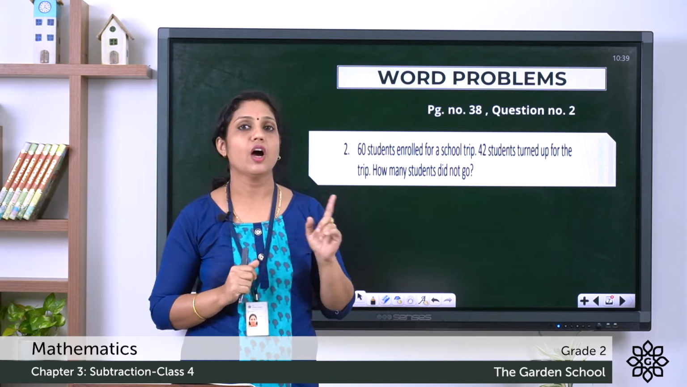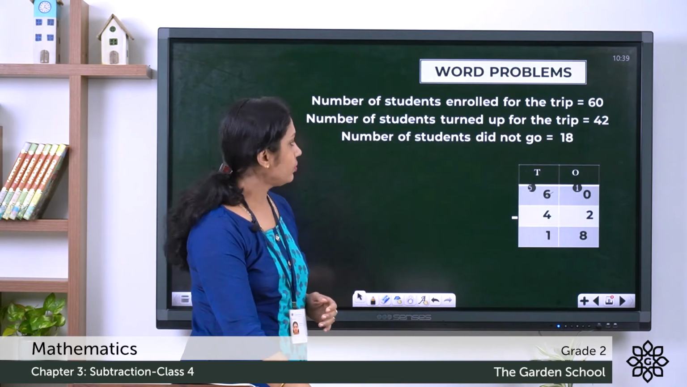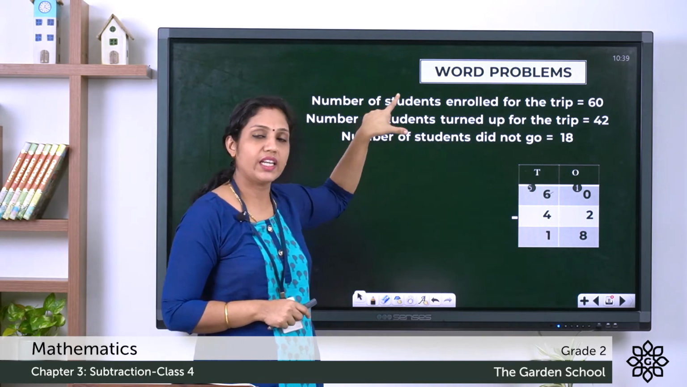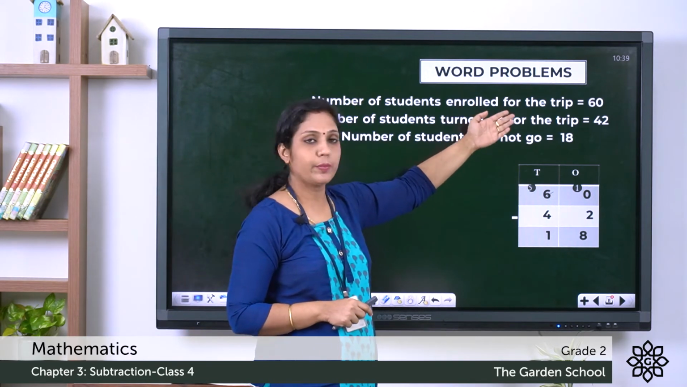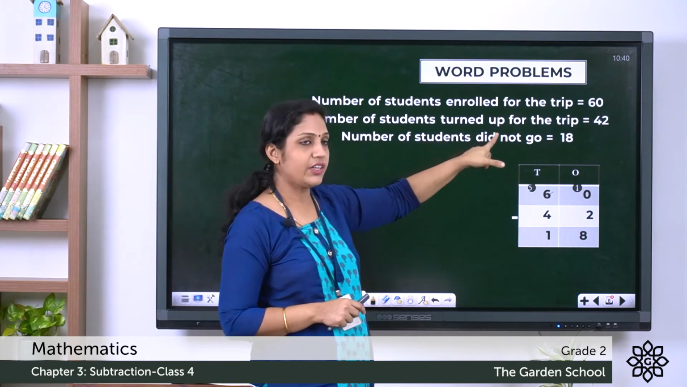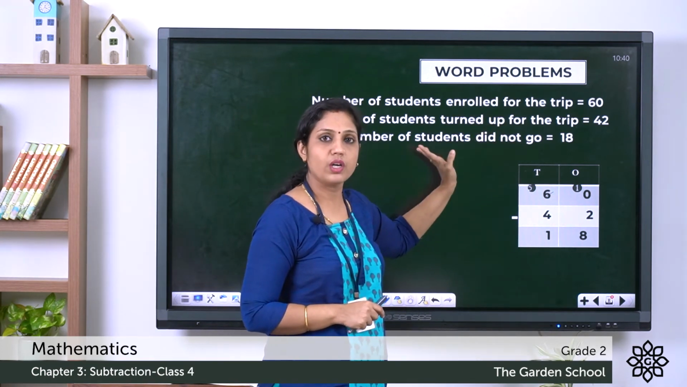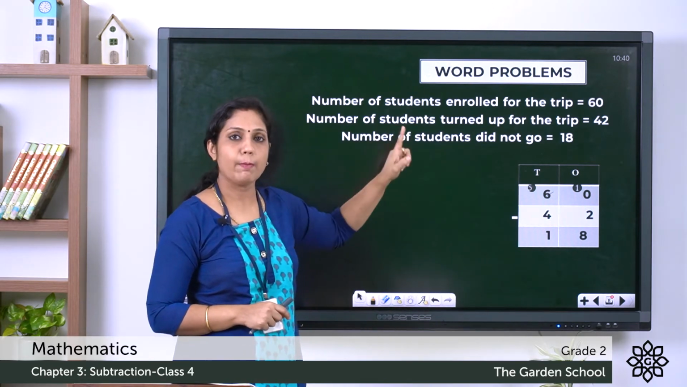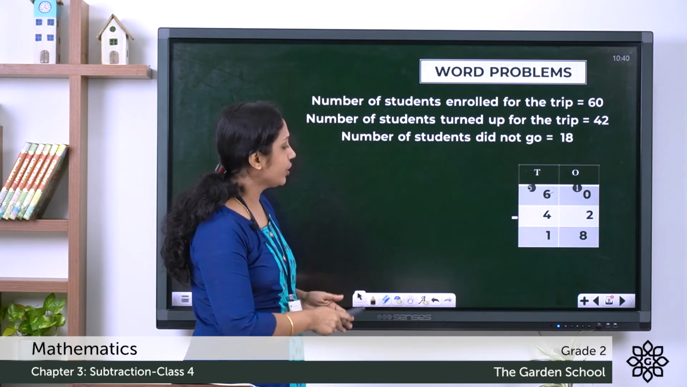What do we have to find out? How many students did not go? For doing that, how can we write the step for this? Number of students enrolled for the trip. This sentence you can get from the word problem itself. So, first sentence, number of students enrolled for the trip is equal to 60. Number of students turned up for the trip is equal to 42. Number of students who did not go, that is what we have to find out. For doing that, we need to subtract 60 minus 42. And when we subtract 60 minus 42, how much do we get?